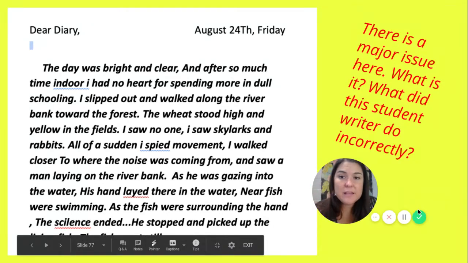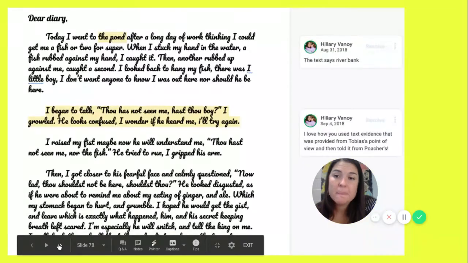You look at it, you glance at it, you think, oh, they did a pretty good job. They got the Dear Diary. They've got a paragraph written. But actually, it's not, because they've completely missed the mark and gotten a novice because they didn't even follow the idea of writing from the poacher's point of view.